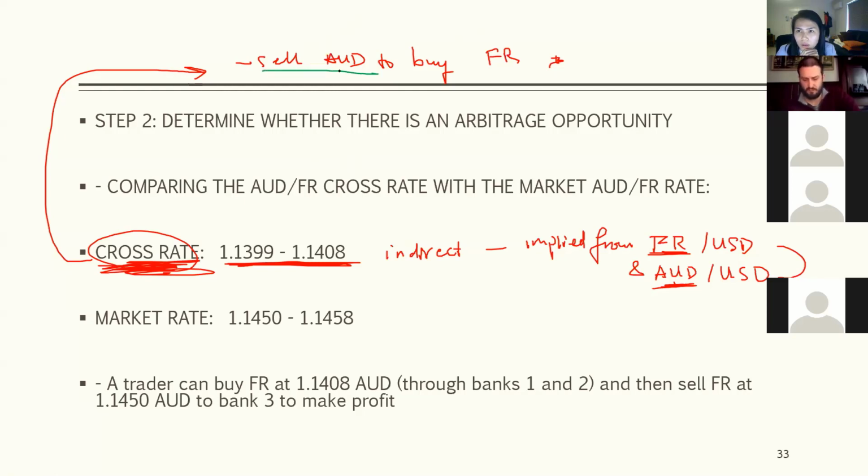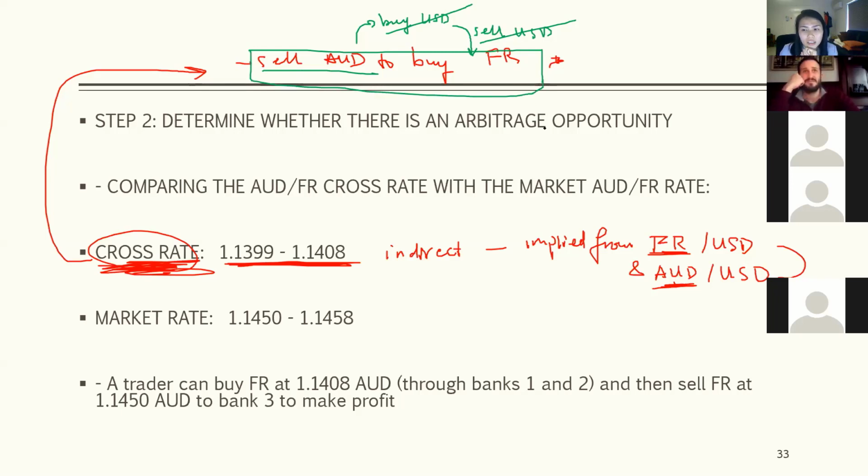Firstly, I'm going to sell the AUD to buy the USD. Once I obtain the USD from this step, I'm going to conduct a second transaction, which is to sell the USD to acquire the franc. Effectively, because these 2 cancel each other out, essentially what I'm doing is I'm still selling the AUD to buy the franc. Does that make sense? Yes. I know it's a bit confusing, so you've got to practice a few times to understand it.